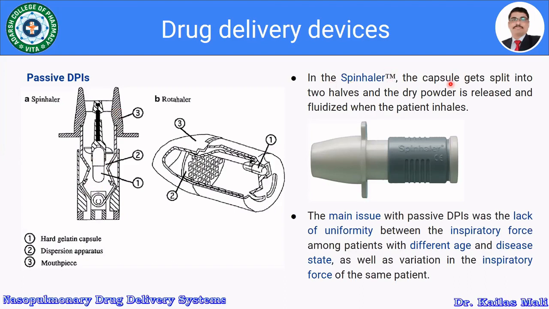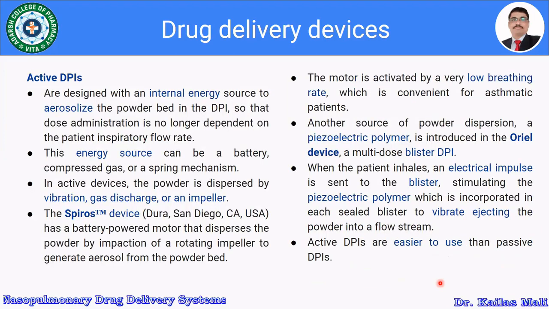So in the Spinhaler, the capsule gets split into two halves and dry powder is released and fluidized when the patient inhales. The main issue with the passive DPI was the lack of uniformity in inspiratory force among patients with different ages and disease states, as well as variation in the inspiratory force of the same patient. So this is about the passive DPIs. Let us see the active DPIs.